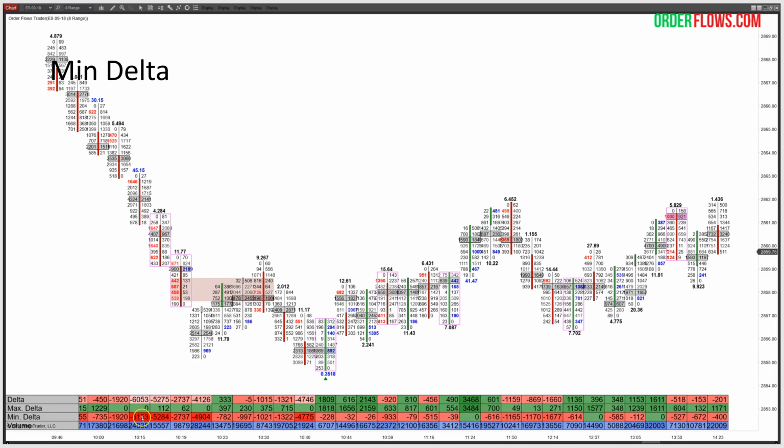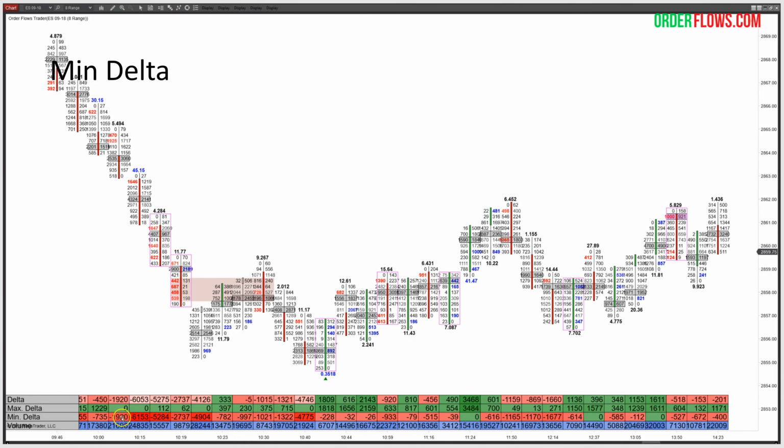It tells you how negative it was at any point in the bar. So like, let's take it here in the middle, minus 32. It just tells you that in this bar, the most negative delta was only 32 contracts. The next bar, most negative delta was minus 26 contracts. This bar, negative 933.